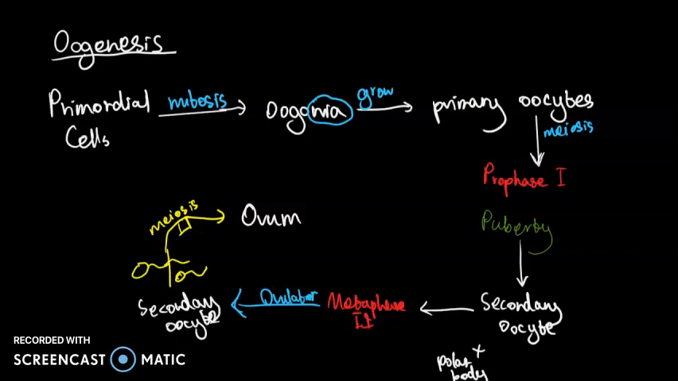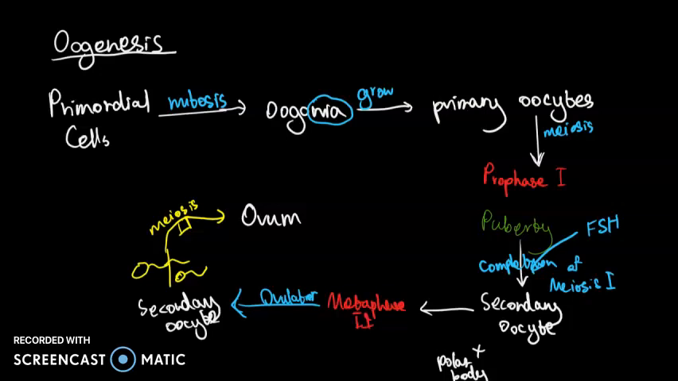Next, we have to wait till the girl is born, and there's puberty. During puberty, we have a part of the body called the pituitary gland, which releases something called FSH. FSH stands for follicle stimulating hormone, and what it does is it actually triggers the completion of meiosis 1. So we had stopped at prophase 1, but now we have metaphase 1, anaphase 1, and telophase 1, as well as cytokinesis completed with this oocyte. And with that, we have a secondary oocyte and a polar body forming.